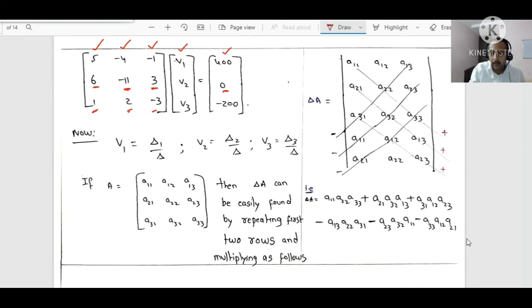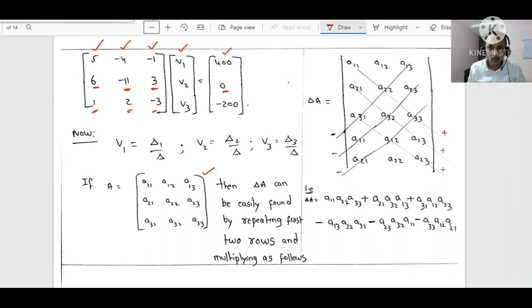Observe, dear students, finding the inverse of a 3 by 3 matrix using this method, you can do it easily. That is, first row first column, first row second column, first row third column, second row first column, second row second and third, third row first column, third row second, third row third column. Like this, if matrix A is there, take its determinant. What you have to do is write the first 3 rows as they are, and repeat the first 2 rows.